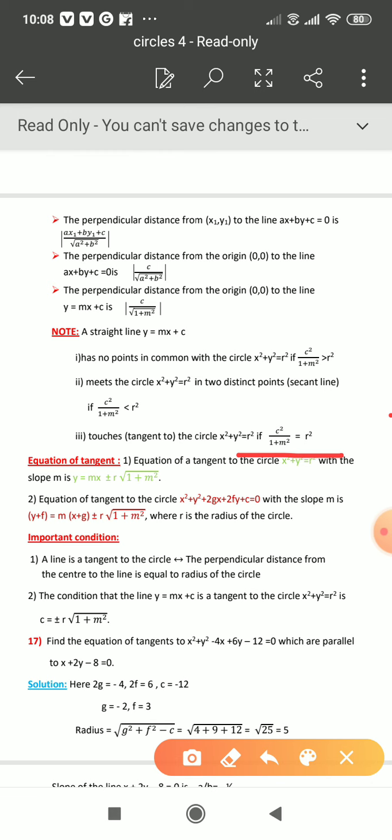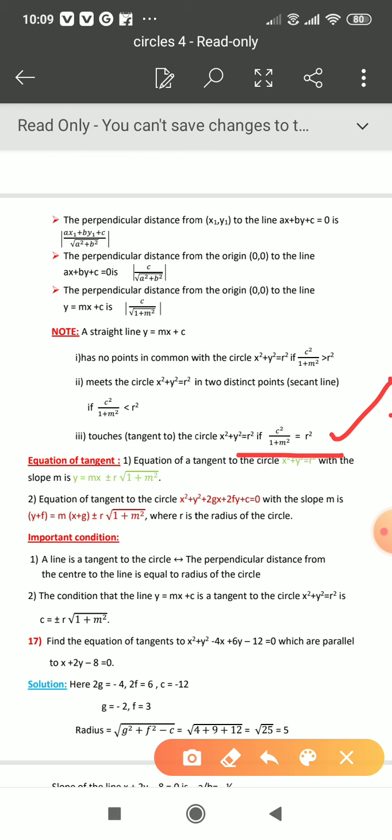Equation of tangent. Y is equal to mx plus c is a tangent when, by this condition, c square by 1 plus m square is equal to r square. So what is c square? Take cross multiplication, r square into 1 plus m square. What is c? Plus or minus r into square root of 1 plus m square.